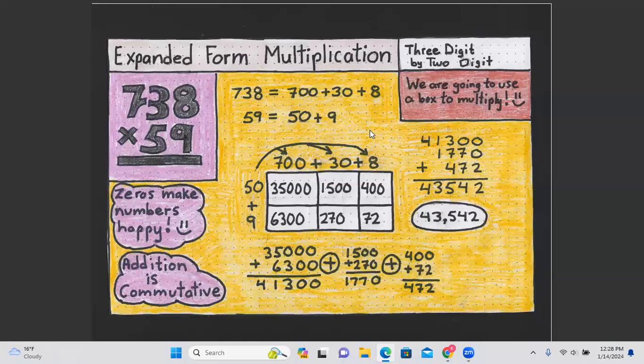Right now, you received quite a bit of information, so it'll be a good time to perhaps pause the video and just observe this anchor chart, or you may play the video as many times as you need to gain a deeper understanding of what it means to multiply using an easy way known as the expanded form multiplication method.